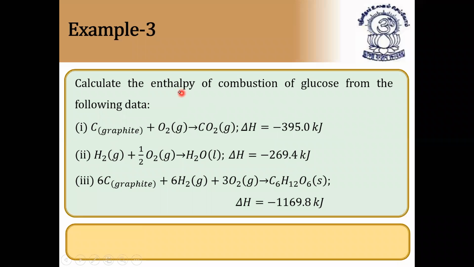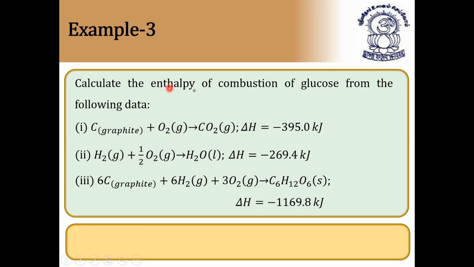Example 3. Calculate the enthalpy of combustion of glucose from the following data. First they have given carbon plus oxygen gives carbon dioxide, the enthalpy of combustion of carbon. Enthalpy of combustion of hydrogen is also given, minus 269.4. For 1 mole of carbon it is minus 395. For 1 mole of hydrogen it is minus 269. And to produce glucose, the total enthalpy of heat is minus 1169.8. So 6 moles of carbon, 6 moles of hydrogen plus 3 moles of oxygen form C6H12O6. So simple it is. Delta H for the entire reaction is also given.